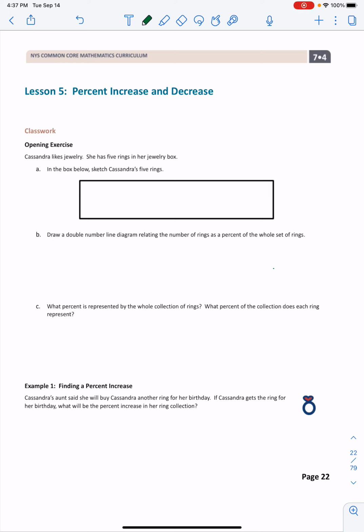Lesson 5 is percent increase and decrease. Cassandra likes jewelry. She has 5 rings in her jewelry box. In the box below, sketch Cassandra's 5 rings. I am no artist, so I'm just going to sketch 5 rings. They're terrible looking rings, but they're rings. You can sketch anything that you want as long as they're rings.